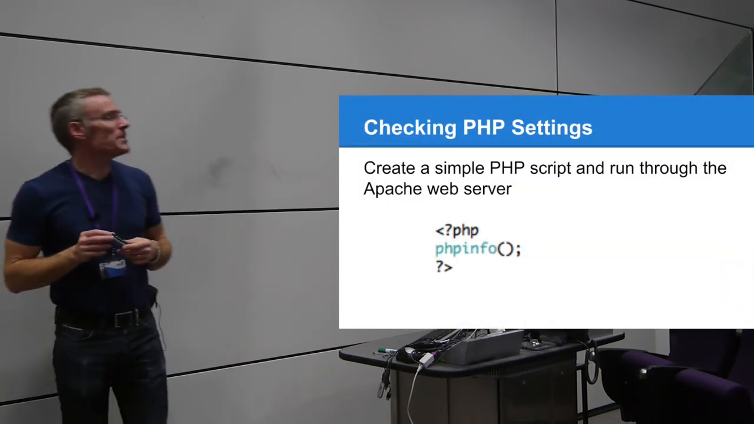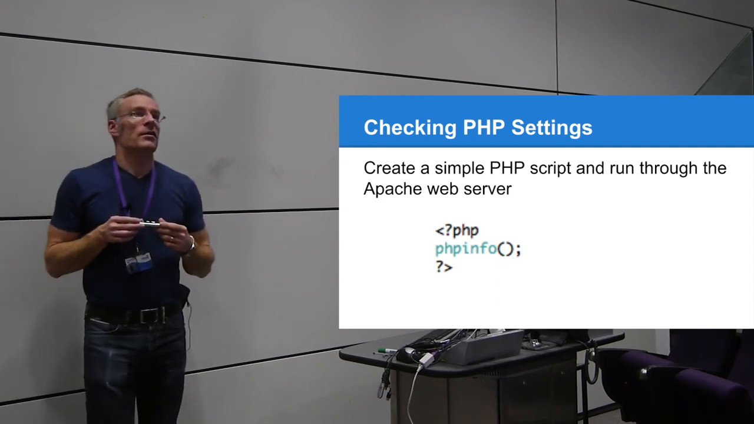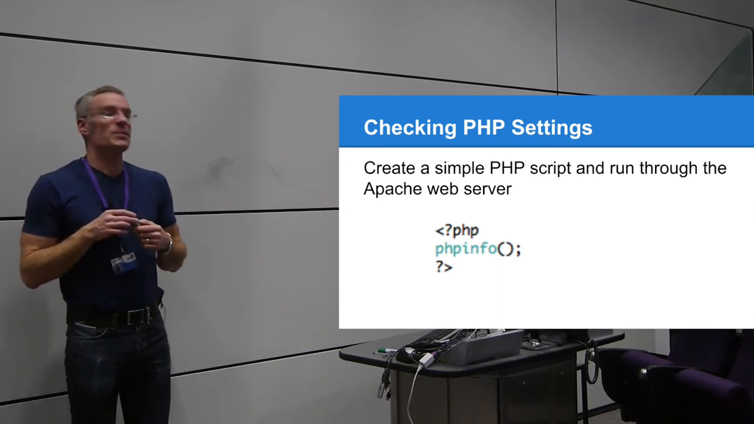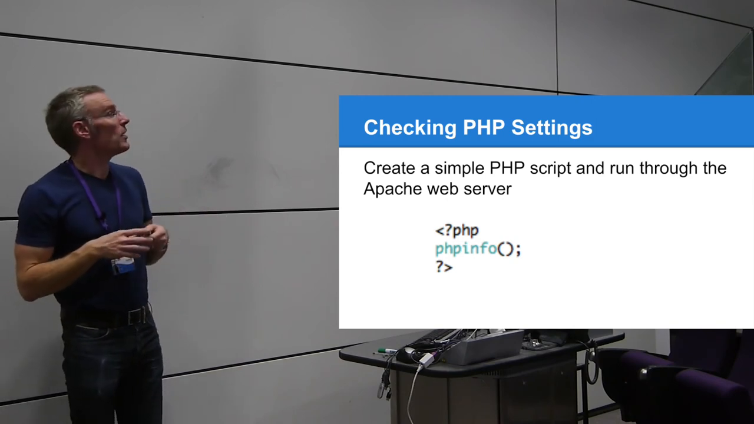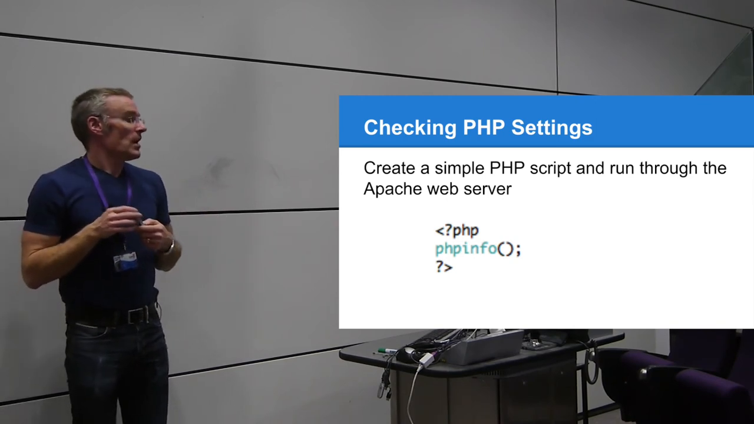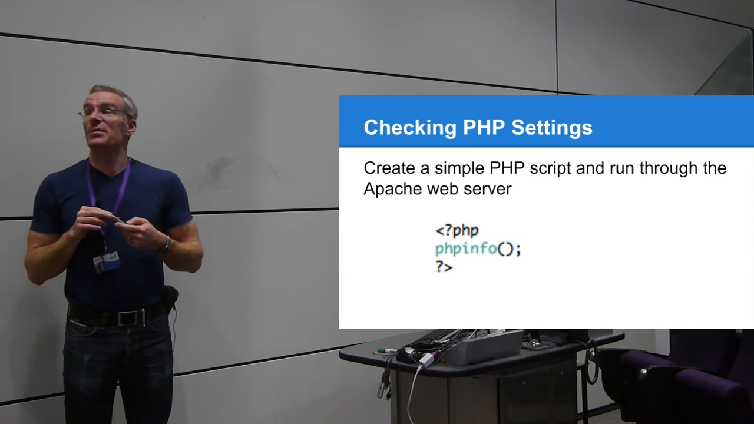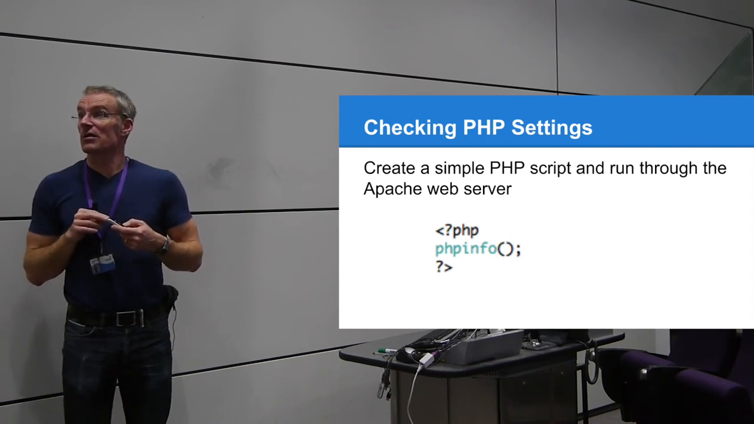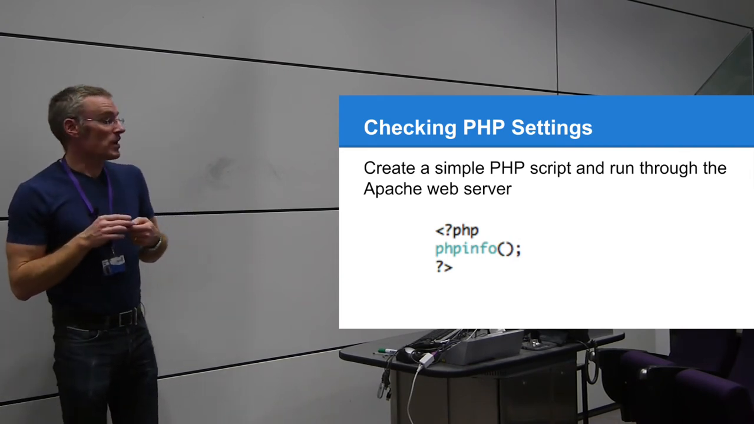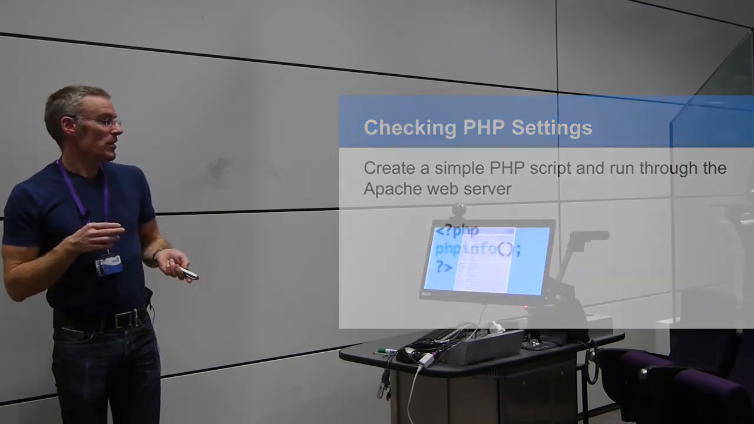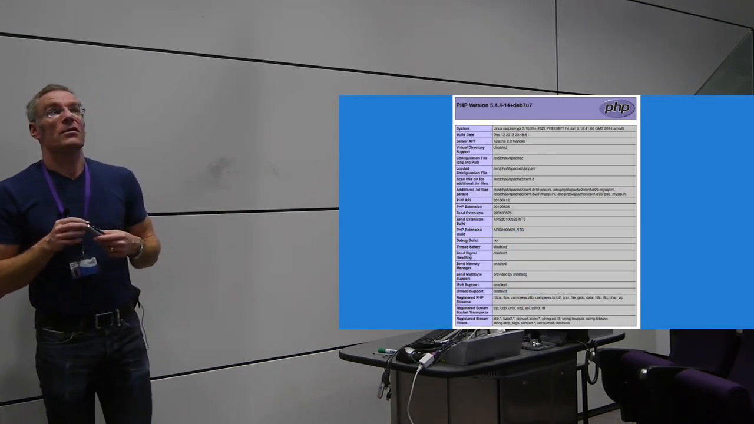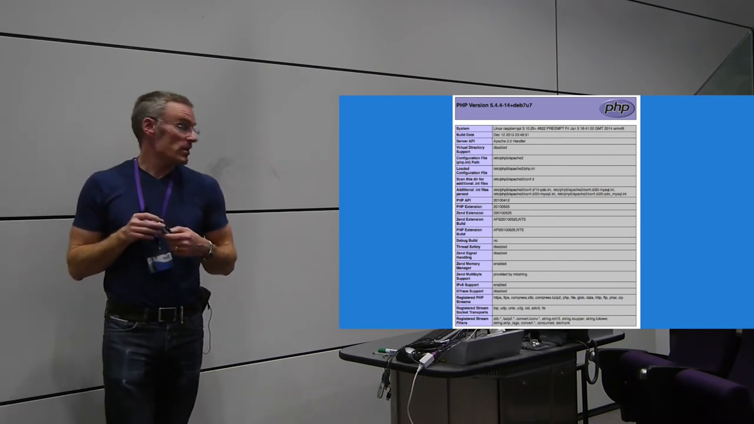Now, checking your PHP settings. To check PHP settings, create a little PHP script, something like index.php, whatever you want to call it, and simply put that code inside it. And that tells you all about the PHP installation. If you get it wrong, it'll display in the web browser PHP info, like that. If you get it right, you get all the information about the current version of PHP.